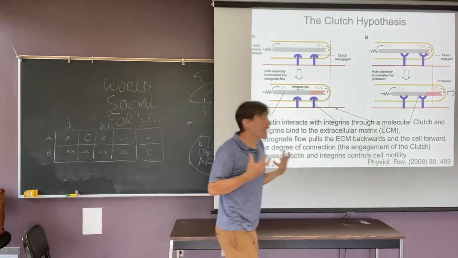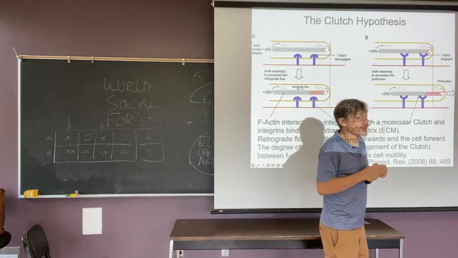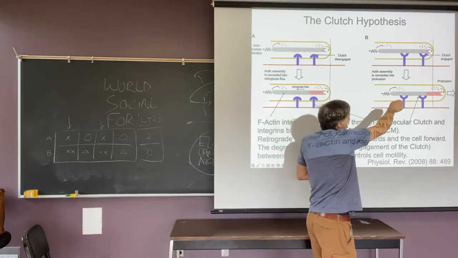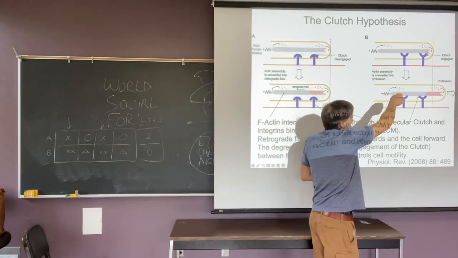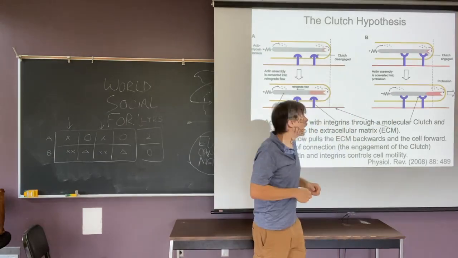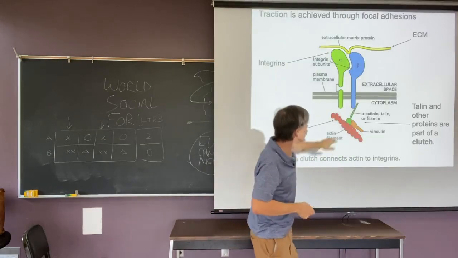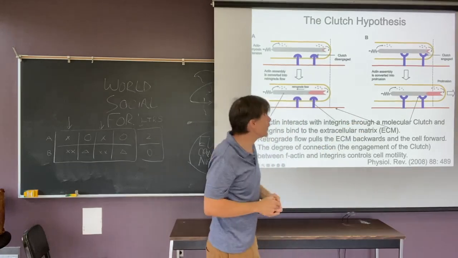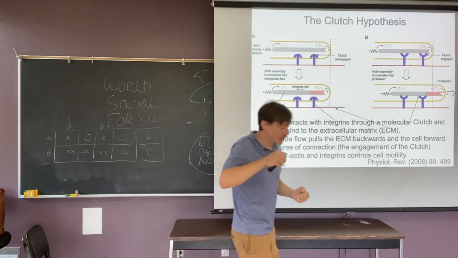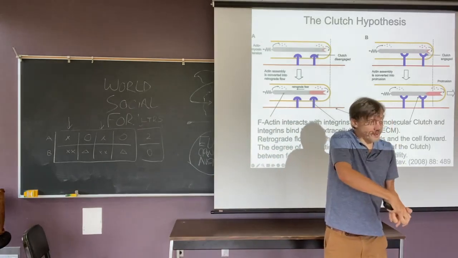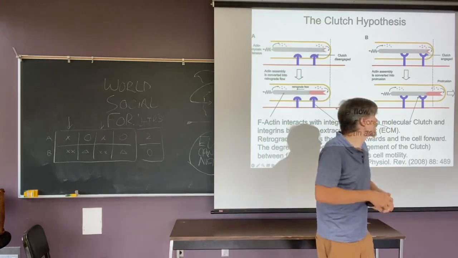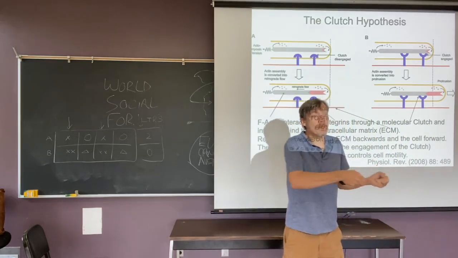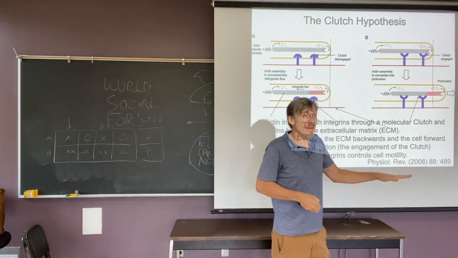When the clutch gets engaged, the situation changes. Now, where there was no linkage, a linkage has been formed between these integrins and the actin filaments, once again through these molecules, talin and vinculin. So the clutch gets engaged, and when the clutch is engaged, the actin filament is being locked down to the extracellular matrix. So now, instead of the actin moving backwards, it stays in place.